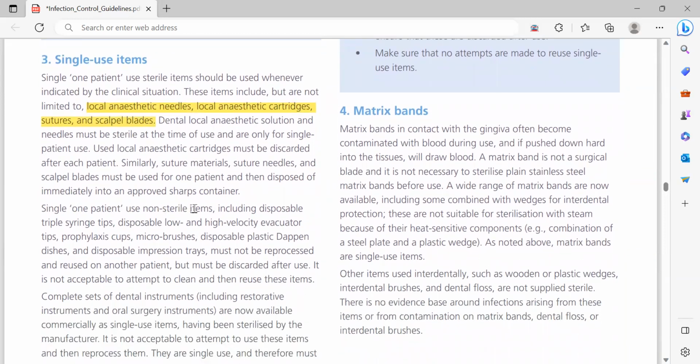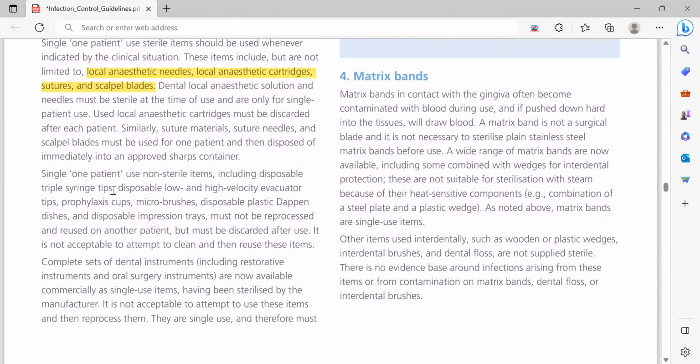Single-use, single-patient, non-sterile items include disposable triple syringe tips, disposable low and high velocity suction tips, prophy cups, micro brushes, disposable plastic dappen dishes, and disposable impression trays. They are single use and non-sterile. There is no need for them to be sterilized. We can use them for a single patient and then discard them.